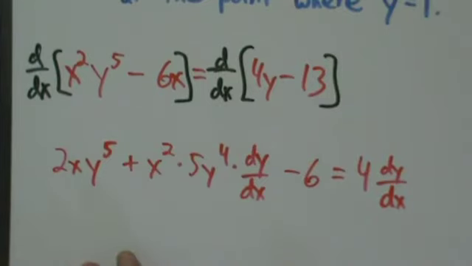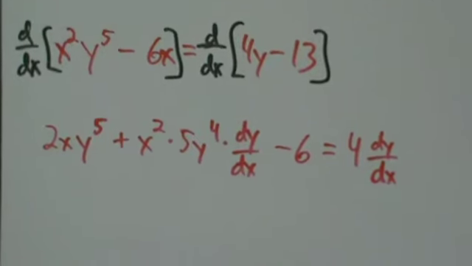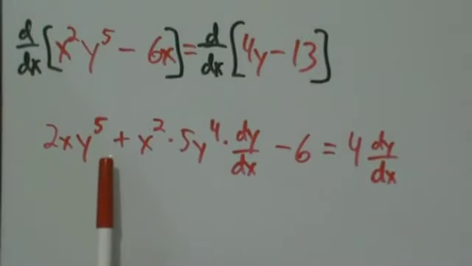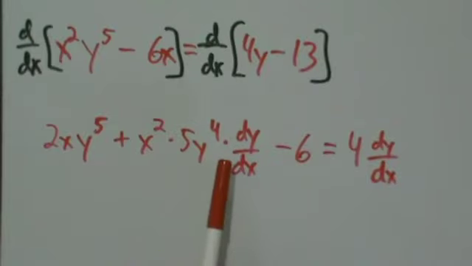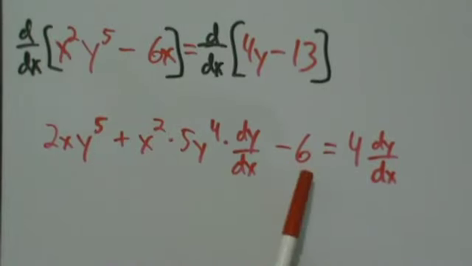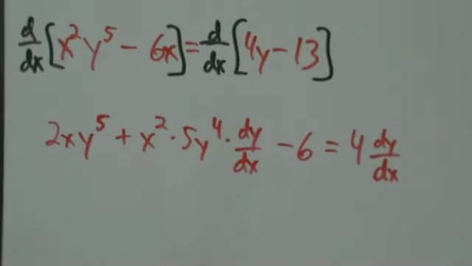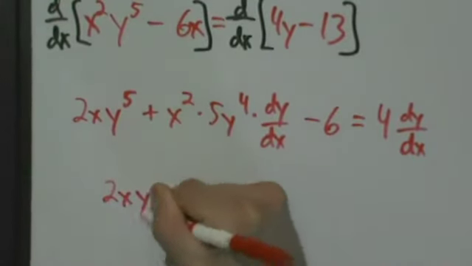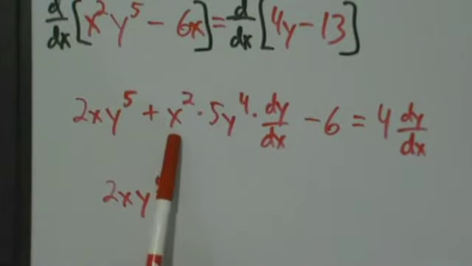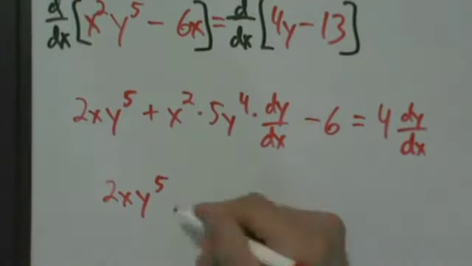Now we've taken the derivative. Now we need to collect all the dy dx terms on one side and put everything else on the other side. Just to keep it simple, 2xy to the fifth has no dy dx. The x squared times 5y to the fourth dy dx, we'll put on the other side, and then minus 6 can stay over here, and this 4 dy dx can stay over here. So instead of moving three things around, let's just move this one. On the left side, we're still going to have 2xy to the fifth, and then this whole thing is going over to the right, and minus 6 is still over here.